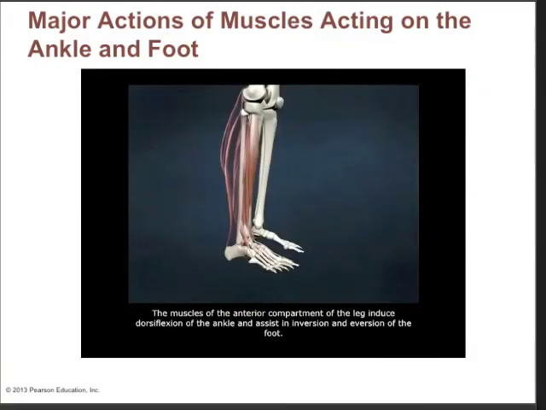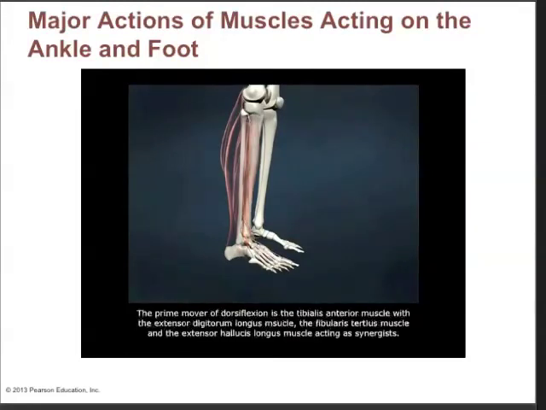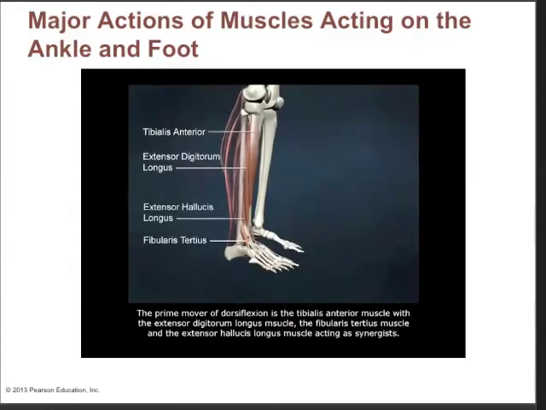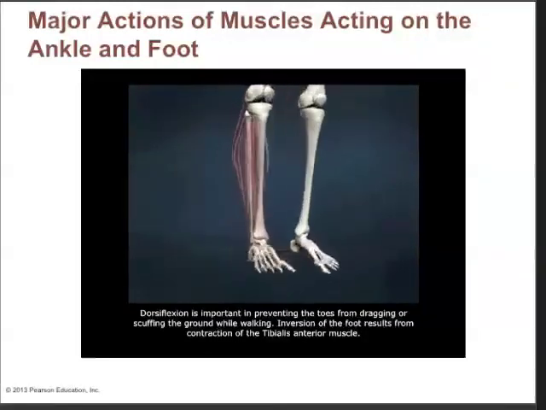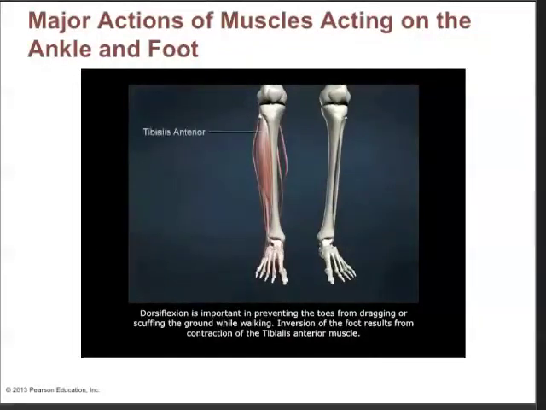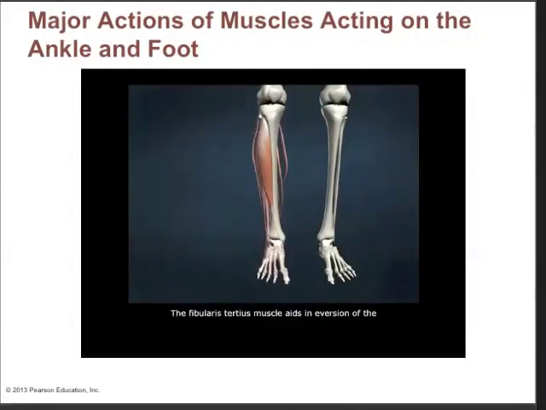Muscles of the anterior compartment of the leg induce dorsiflexion of the ankle and assist in inversion and eversion of the foot. The prime mover of dorsiflexion is the tibialis anterior muscle, with the extensor digitorum longus muscle, the fibularis tertius muscle, and the extensor hallucis longus muscle acting as synergists. Dorsiflexion is important in preventing the toes from dragging or scuffing the ground while walking. Inversion of the foot results from contraction of the tibialis anterior muscle. The fibularis tertius muscle aids in eversion of the foot.